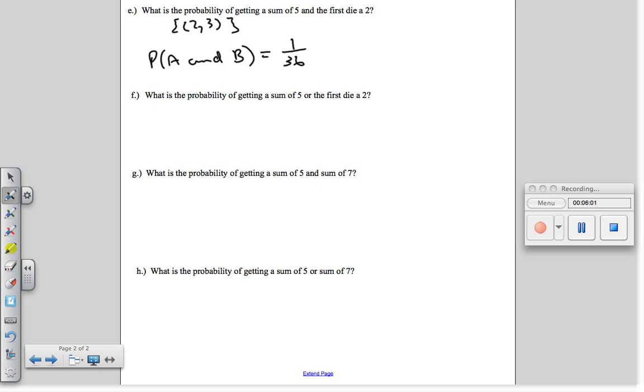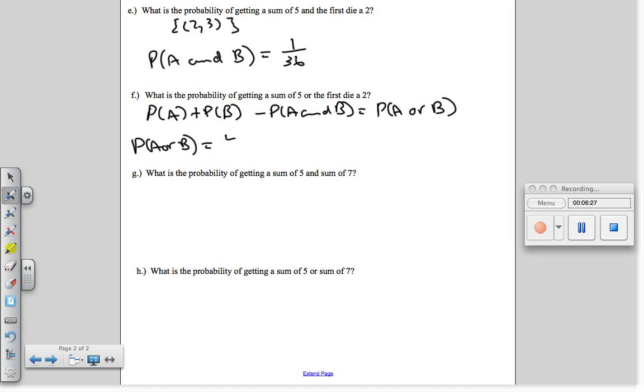Now, what is the probability of getting a sum of 5 or the first die of the 2? This we can do with the probability of A plus the probability of B minus the probability of A and B. Because this is the probability of A or B. So the probability of A or B is 4 out of 36 plus 6 out of 36 minus 1 out of 36, which gives us 9 out of 36.